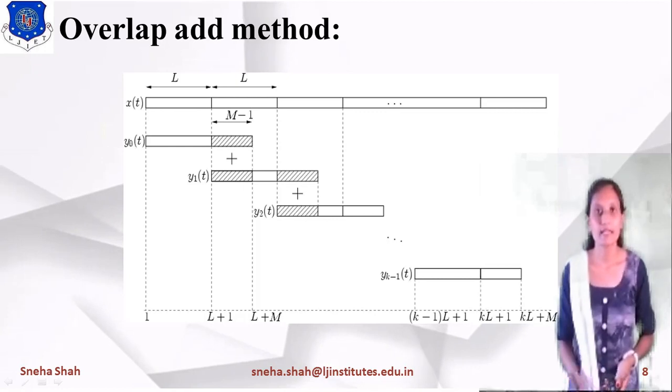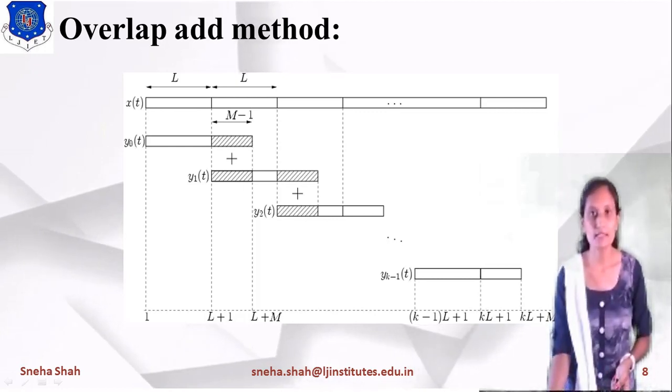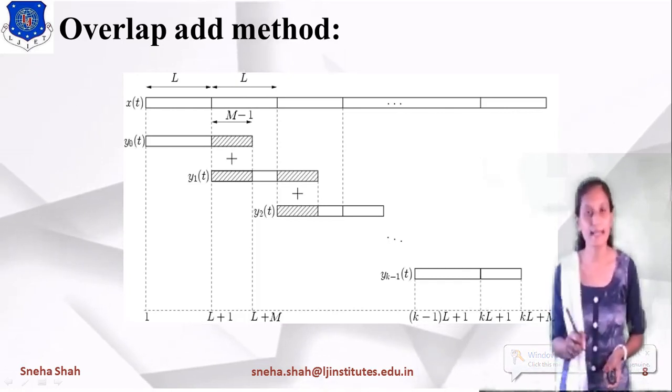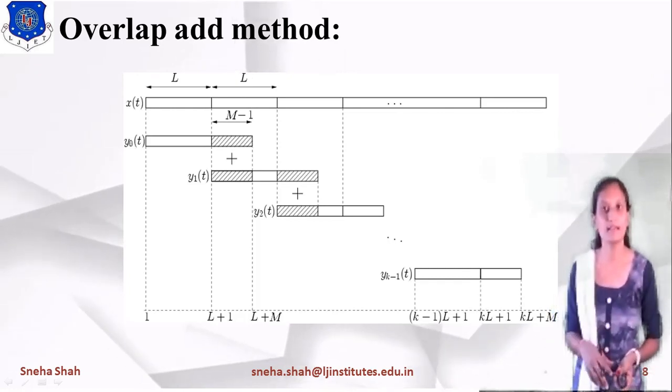So you can see that we add the zeros at the end, because if we add zeros at the end, then there is no data loss.